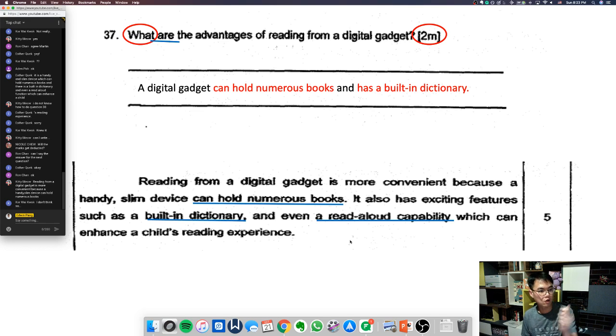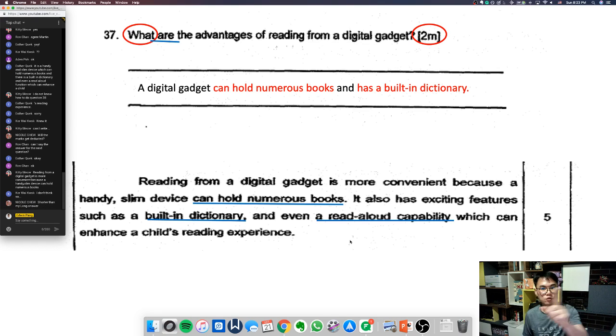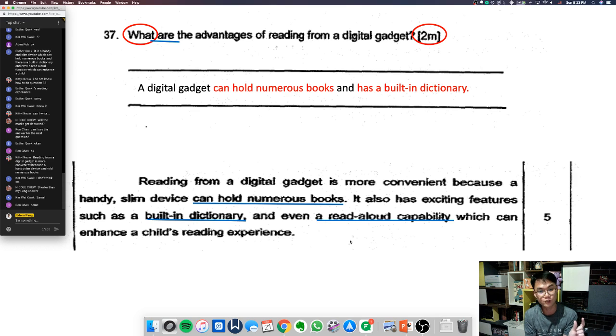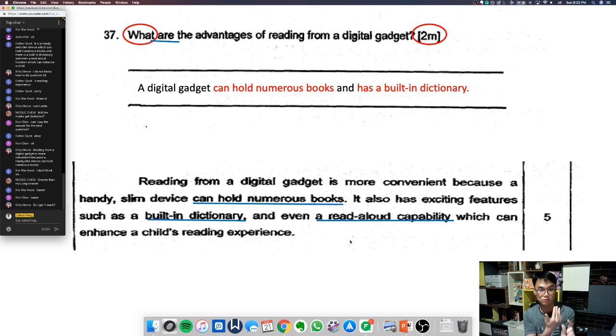Reading from a digital gadget is more convenient because it's not about the handy slim device. It can hold numerous books, that's 1 mark only, but you also have to mention either a built-in dictionary or a read-aloud capability, okay? Because some books are also handy and slim, right? Not all books are big and bulky, some are handy and slim. So the advantage of reading from a digital gadget is not that the device is handy and slim, it's that that slim device can hold many different books in it. And it even has a built-in dictionary. No book has that feature, right? And it can even read aloud to you. So these 3 points, just choose 2, all right?